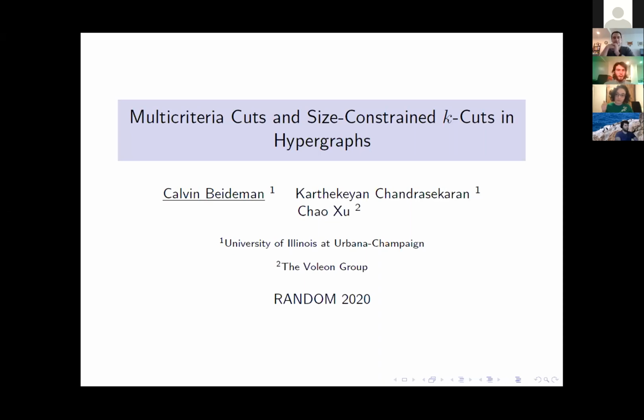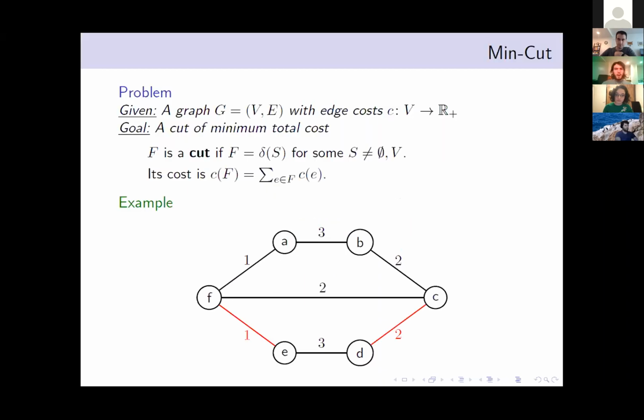Today I'm going to be talking about multi-criteria cuts and size-constrained k-cuts in hypergraphs. This is joint work with Karthik Chandrasekaran and Chao Xu. But actually, I'm going to be focusing on graphs for simplicity in this talk.